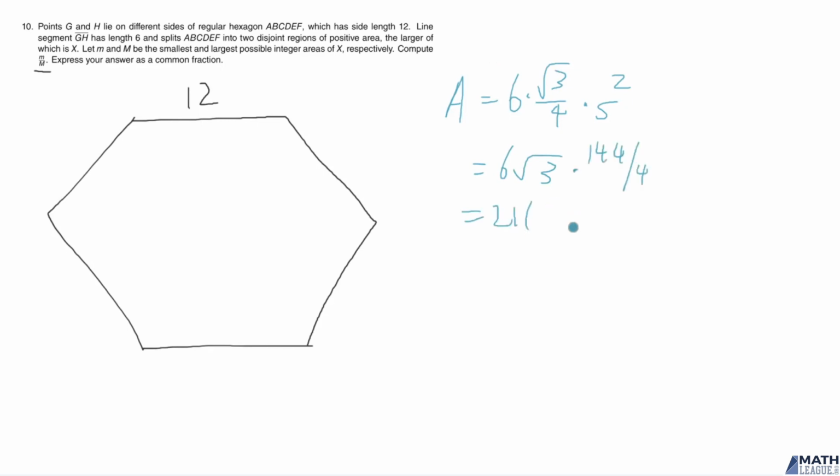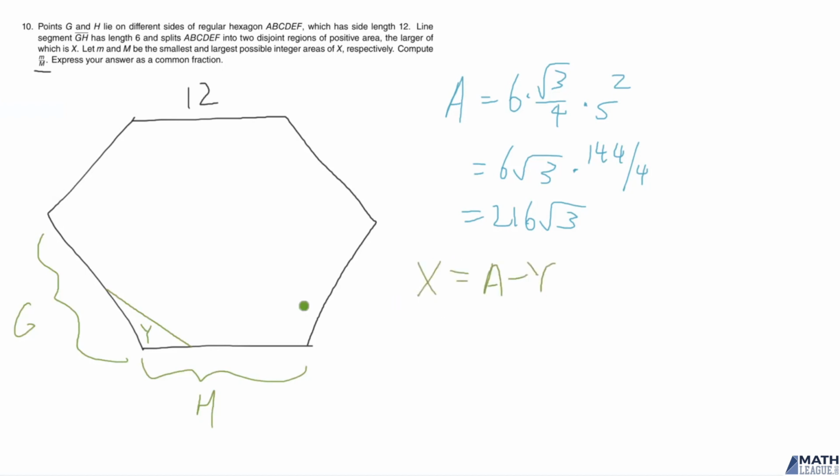Now, we have points G and H on two different sides, and because GH has length 6, they have to be adjacent sides. So without loss of generality, let's just say that point G is somewhere on this side, and that point H is then somewhere on this side. Now, we know that the total area of the entire hexagon is 216 root 3. And if we draw GH, say, there, then we can designate an area in here, Y, and then we know that X will be equal to 216 root 3 minus Y.